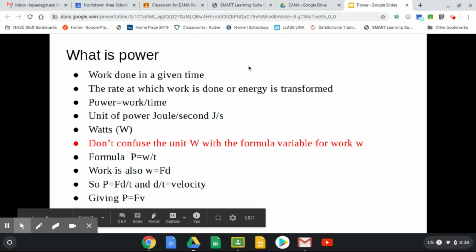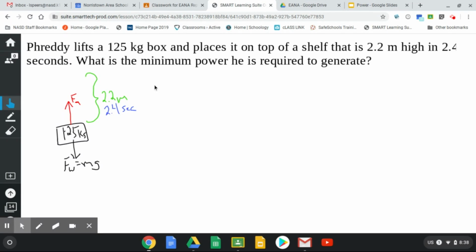All right, so let's see how this works with a problem. I'll give you a second to copy this down. I went ahead and did step 1 of the 5-step physics problem solving system. Freddie is going to lift a 125 kilogram box and place it on top of a shelf that is 2.2 meters high, and he's going to do that in 2.4 seconds. What's the minimum power he is required to generate? You might want to pause here for a minute to get that problem written down in your notebook before we continue.